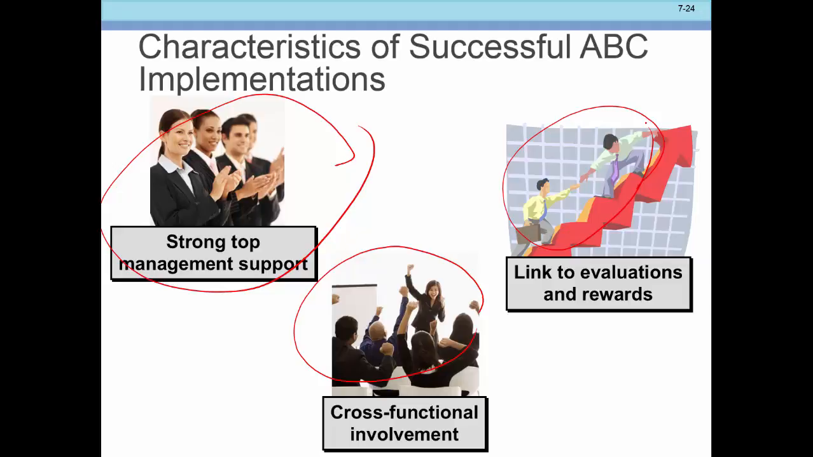Strong top management support? Yep. You know, memos and stuff, emails, banners around the factory that say, have you filled out your ABC cost evaluation form or whatever? ABC is coming. What is ABC? Ask me about ABC t-shirts. Top management support, okay? They're going to have to be on board with this whole thing. You're going to have to sell it to them first.